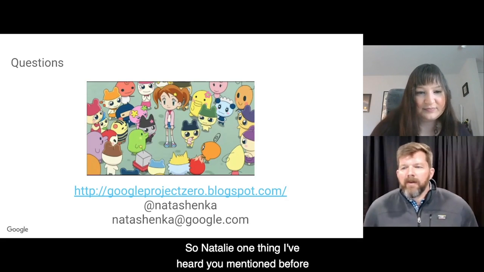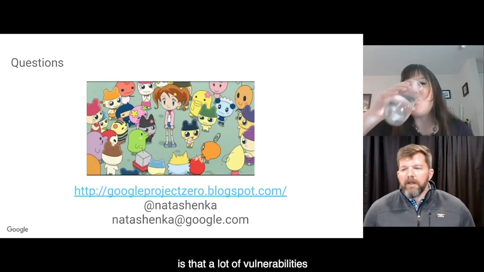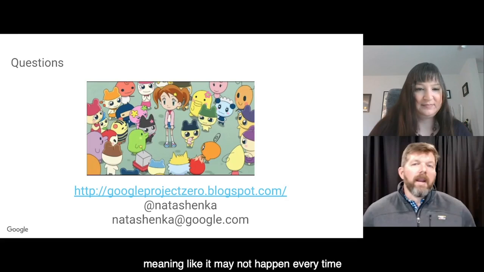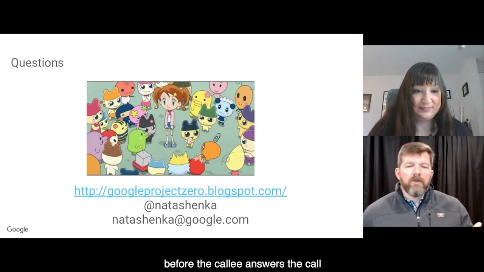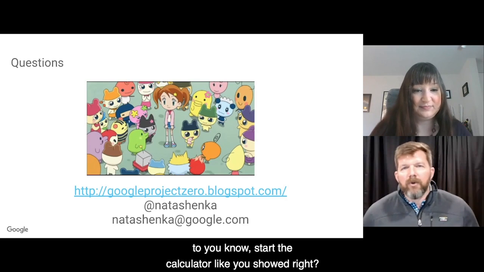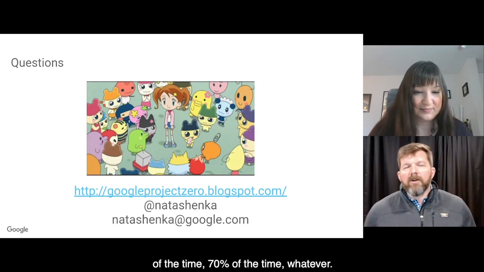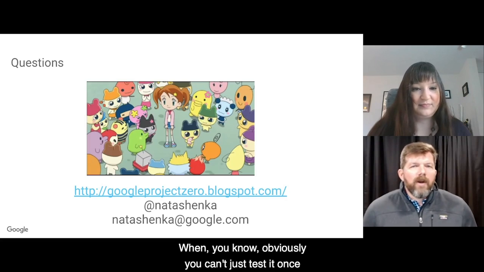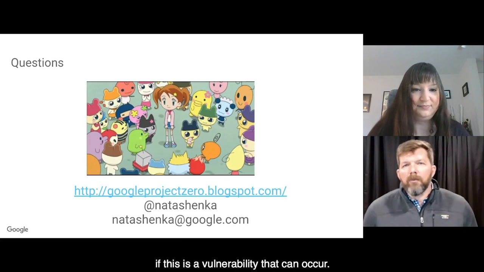So Natalie, one thing I've heard you mention before is that a lot of vulnerabilities are not 100% effective, meaning it may not happen every time before the callee answers the call that you can inject malicious code to start the calculator like you showed, right? So it's not going to work every time. It might work 60% of the time, 70% of the time, whatever. How do you approach that from a testing perspective when, obviously, you can't just test that idea once to see if this is a vulnerability that can occur?